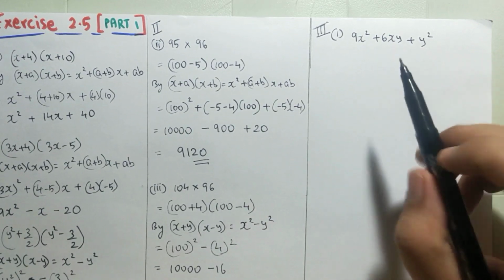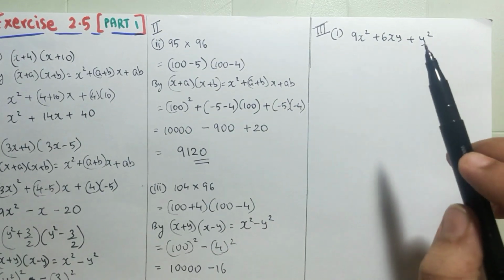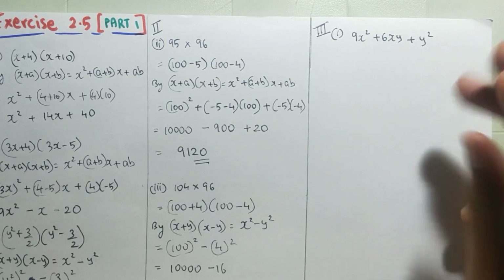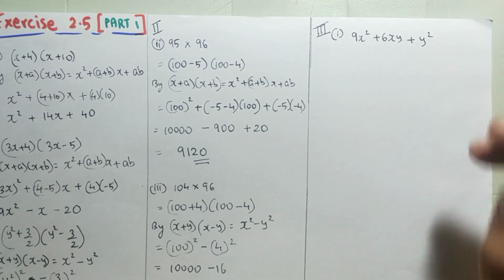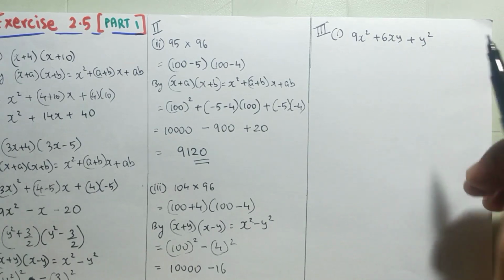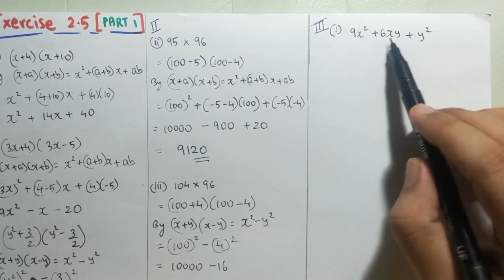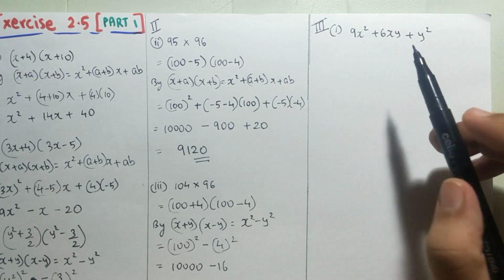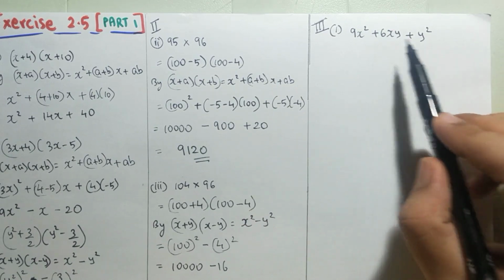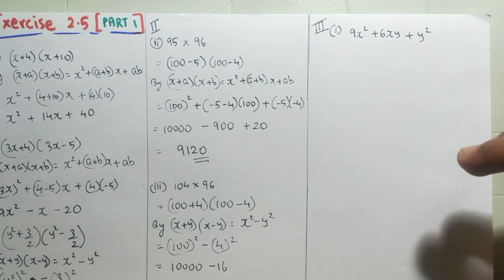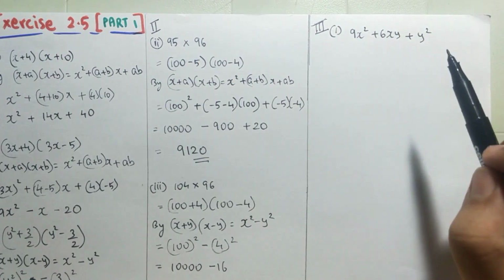First of all, the first step, count the number of terms. 1, 2, 3. There are 3 terms. If there are 3 terms, check whether something is common between them or not from all 3. No, nothing is common right now from all 3 terms. Now, these checkpoints are very important. First checkpoint, count the number of terms. Second checkpoint, see if there is anything common or not.